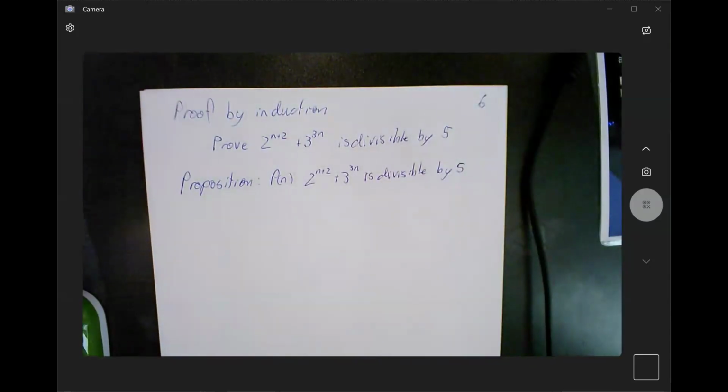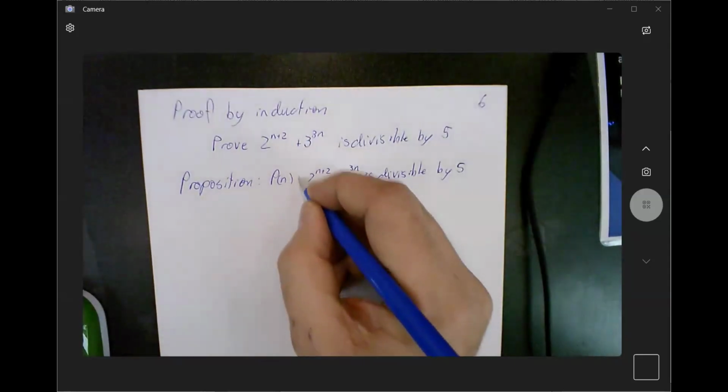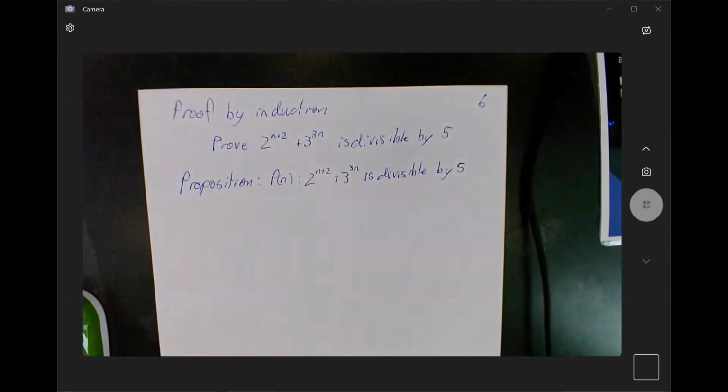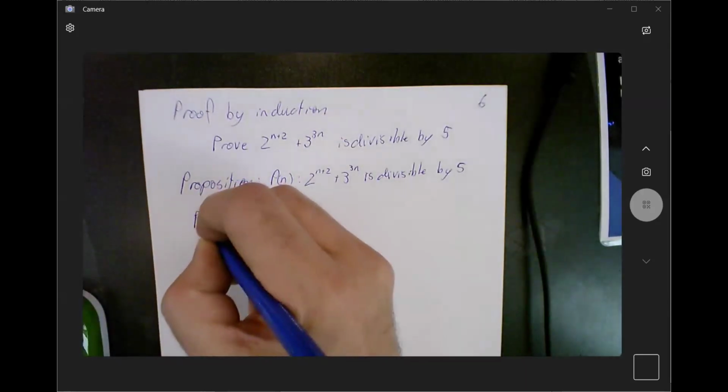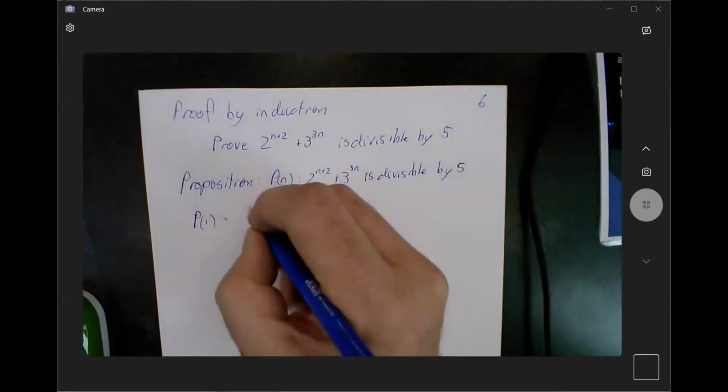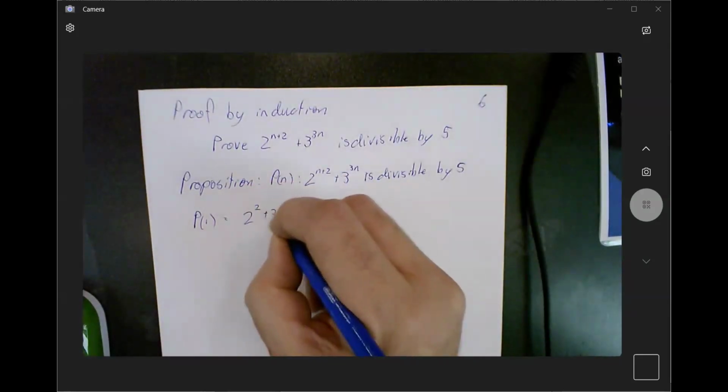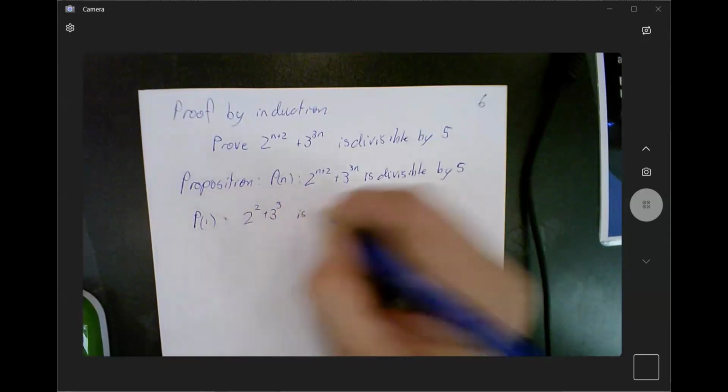I'm going to write that a proposition is a statement which has a true or false value. So the proposition is that 2 to the power n plus 2, plus 3 to the power 3n, is divisible by 5. And I have no idea, but that's my proposition. So I am going to check P1. That would be 2 to the power 2 plus 3 to the power 3 is divisible by 5.